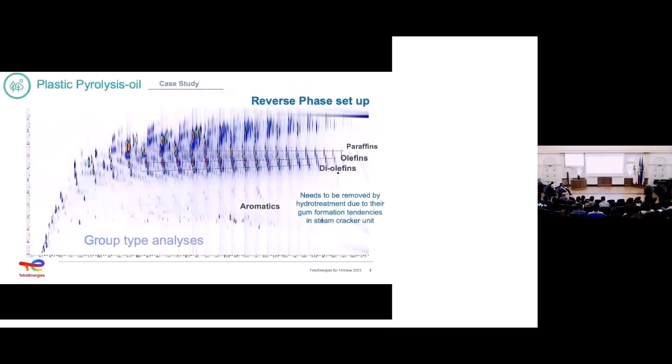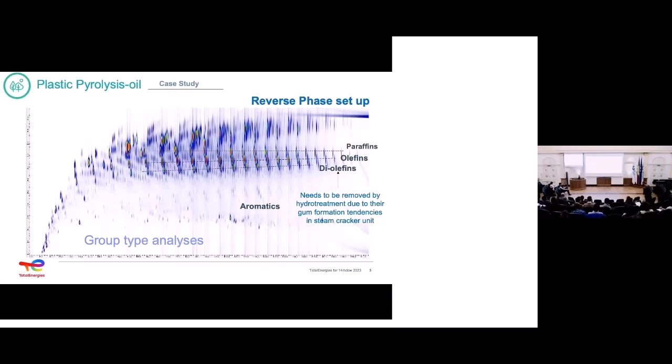Here we have a 2D color plot for a plastic pyrolysis oil using the reverse phase and a GCxGC flow modulator system. We can see in the bottom the aromatic compounds, and in the top the paraffins, the olefins, and the diolefins. This is very important because the olefins are well separated from the diolefins, and for us the diolefins can cause some trouble in the unit, so we need to remove them by an upgrading process.